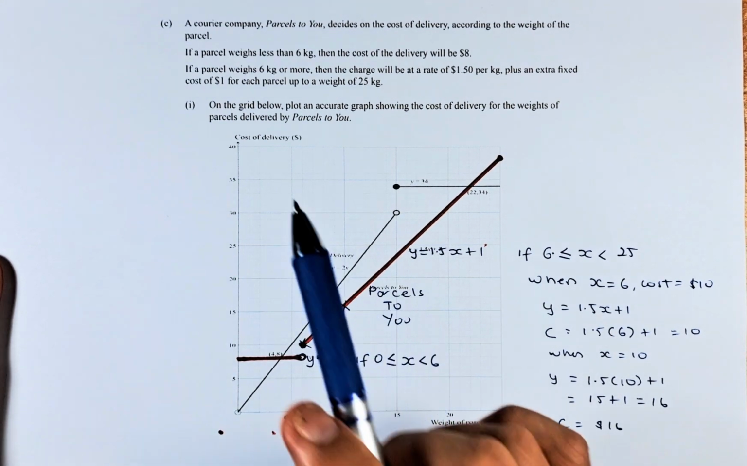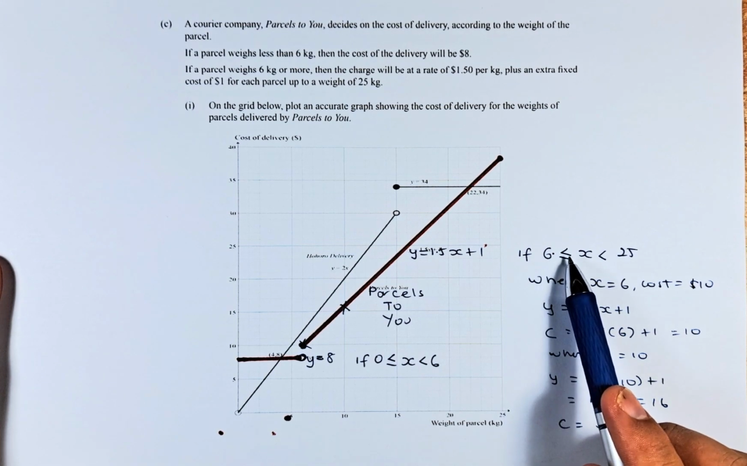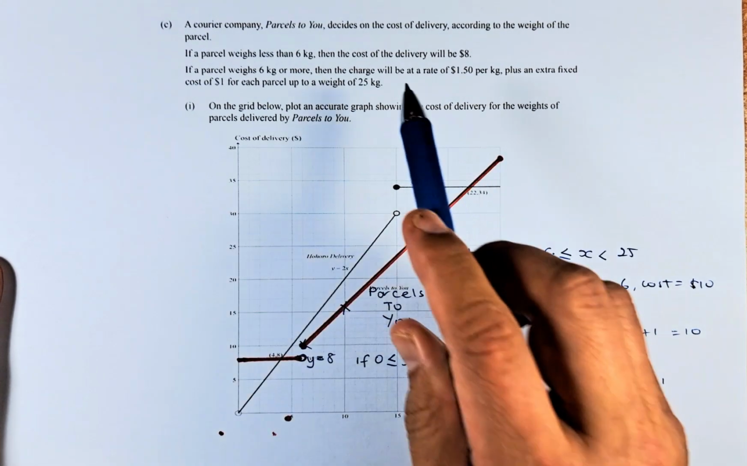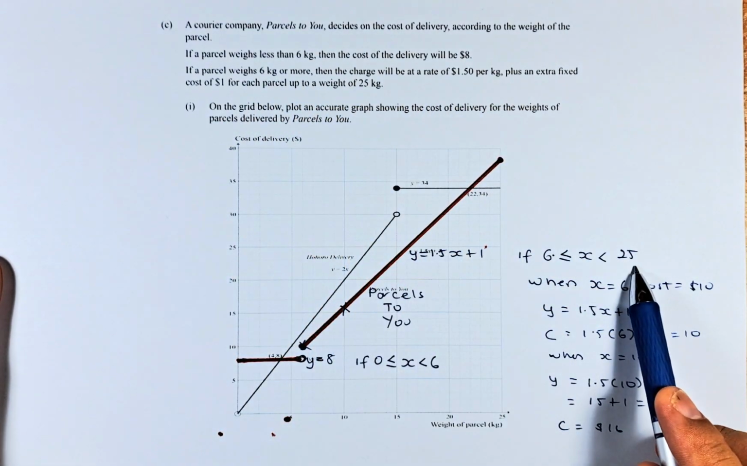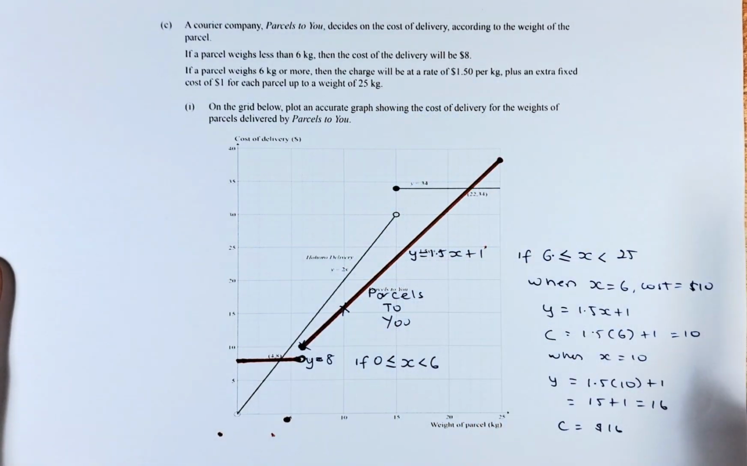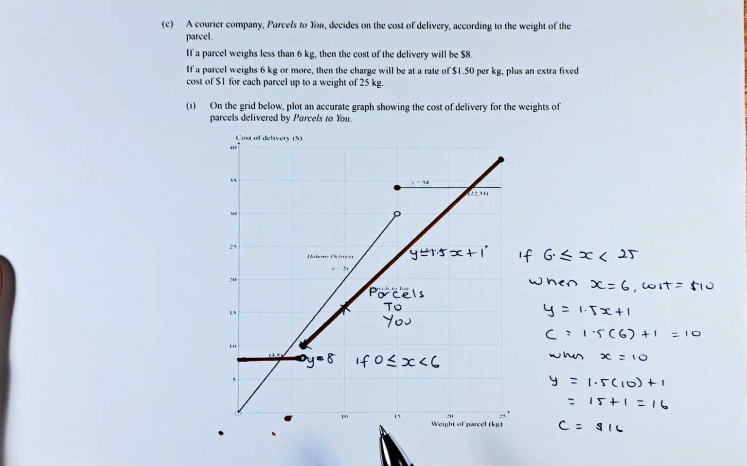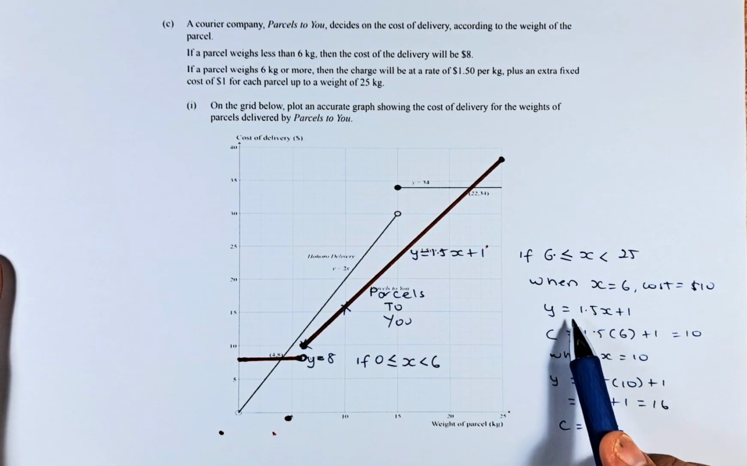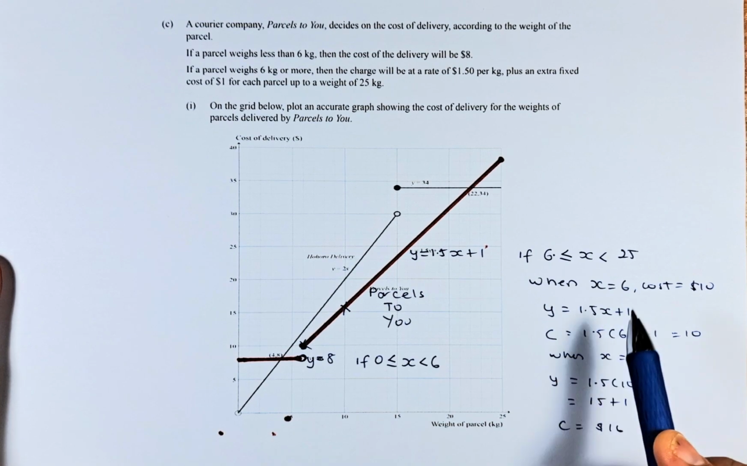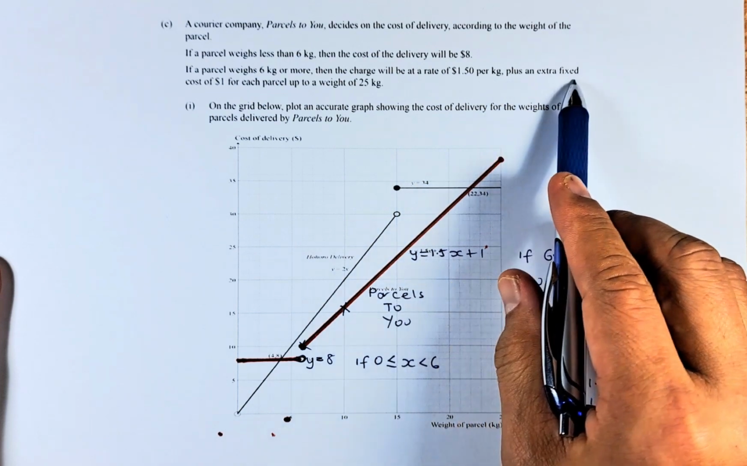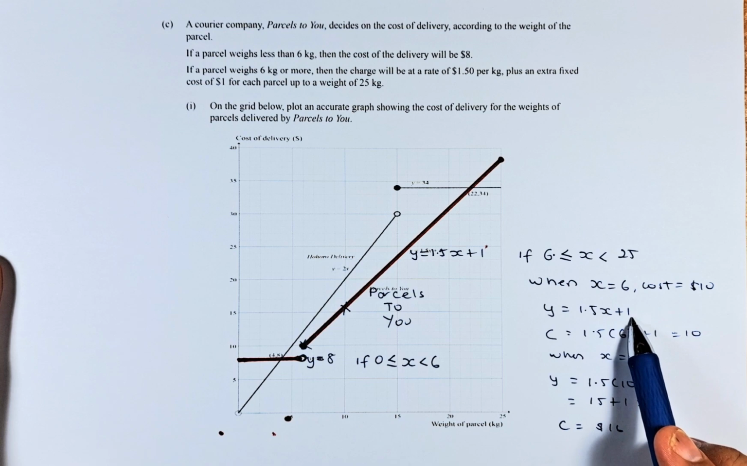The second part: if the parcel weighs 6 kg or more, so x is greater than or equal to 6, but less than 25, up to 25 kg, the cost will be $1.50 per kg, plus an extra fixed cost of $1. So the formula is going to be y equals 1.5x, x being the kilograms, plus 1. That's what they said: $1.50 per kg plus $1. So the equation is y equals 1.5x plus 1, okay?